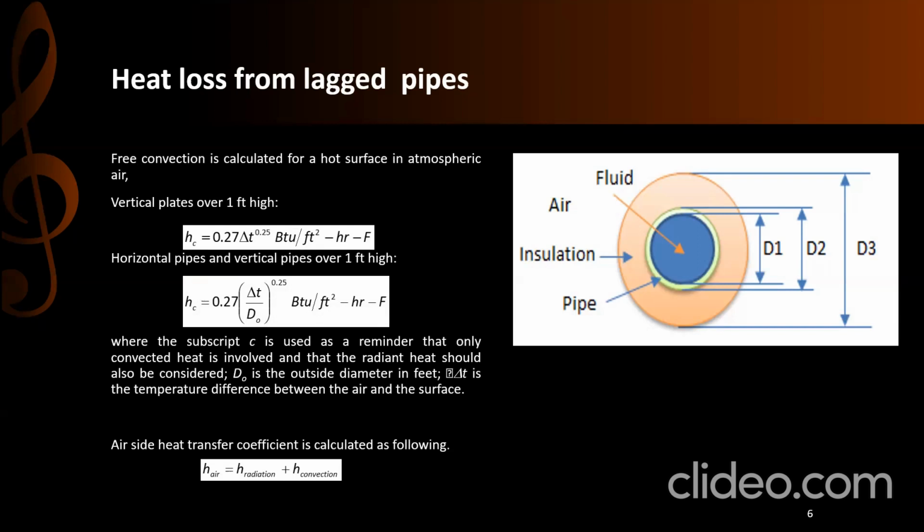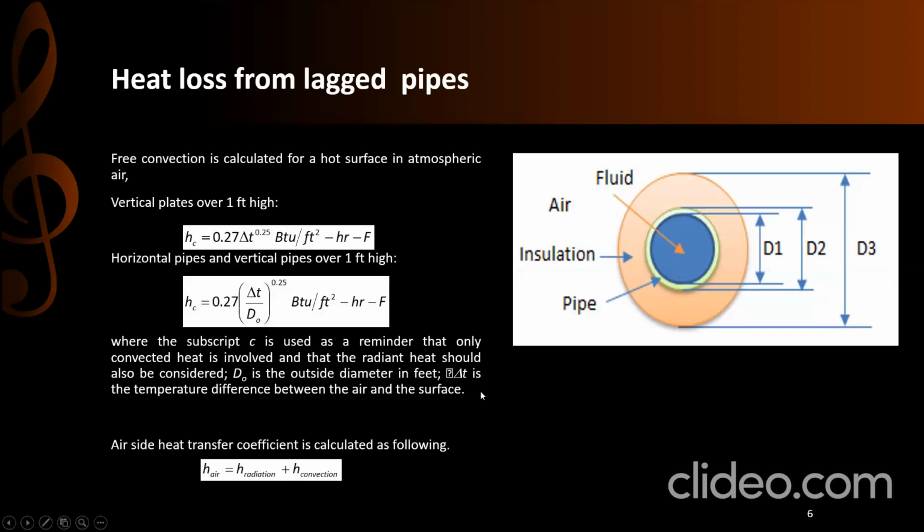Horizontal pipes and vertical pipes over 1 foot high, S sub C is equal to 0.27 times delta T over D sub O, 0.25, so BTU per square foot, that's our the speed. Okay? This is for more than 1 foot. For less than ito. So, where the subscript C is used as a reminder that only convected heat is involved and that the radiant heat should also be considered.